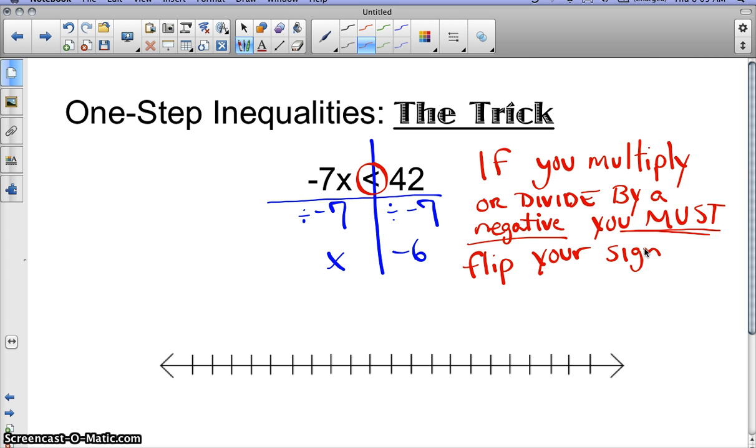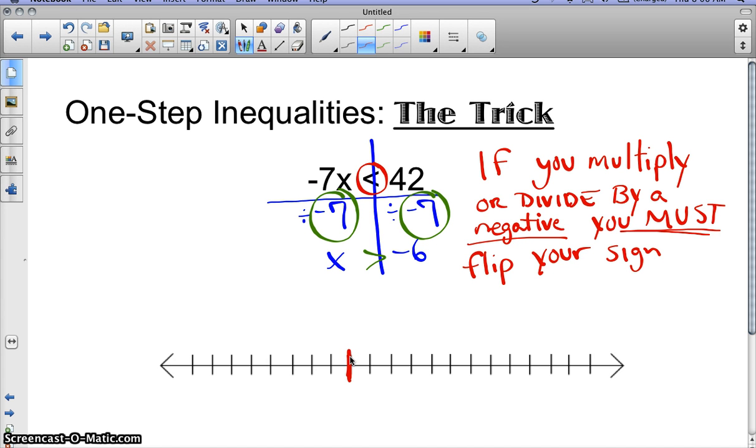Alright, and here's what that means. We started with a less than sign. Because we divided by a -7, we need to flip our sign. So we're going to take the less than sign, we're literally going to take it off the page, flip it, and stick it back down, and it's going to turn into a greater than sign. Alright? And this happens anytime you multiply or divide by a negative number.